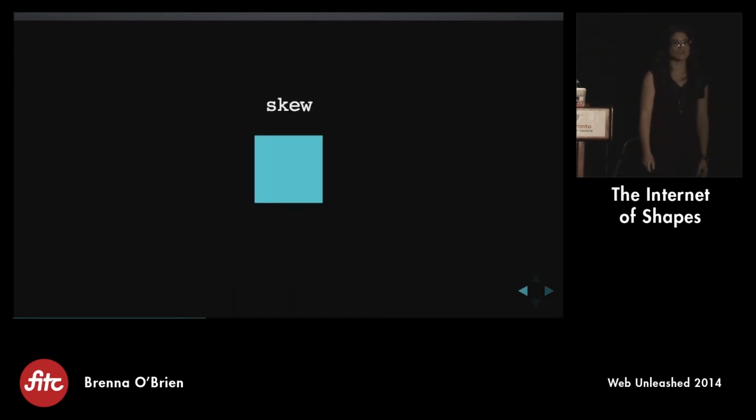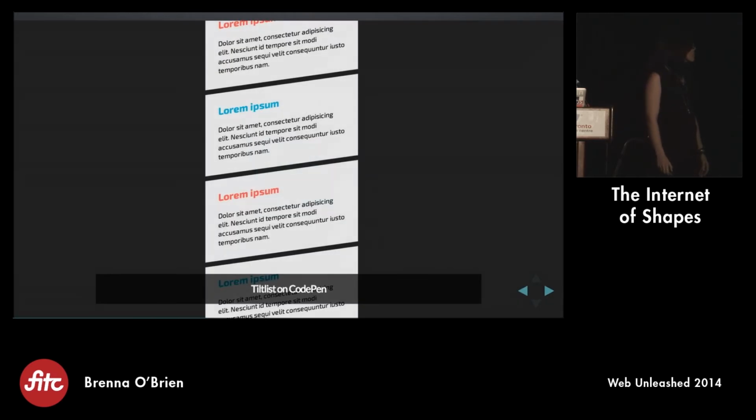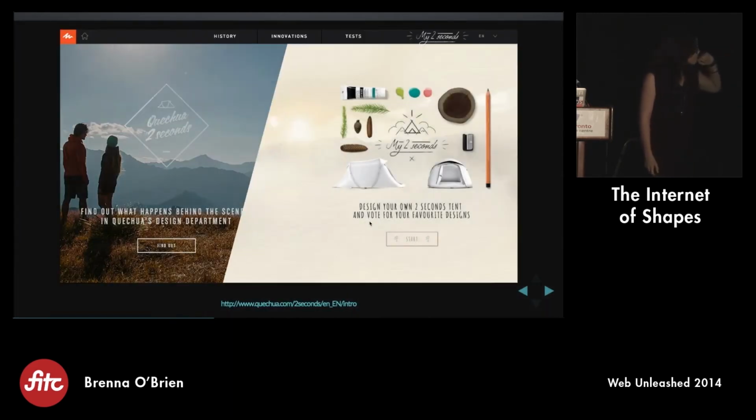Next up, we have skew. So skew is going to apply a sort of shear effect, make a square into a parallelogram. Again, that's just done by applying a certain angle of skew. So here's a cool example of that, where these content boxes have been skewed for interesting effect. And an important thing to note here is that notice the content inside is actually slanting. We'll come back to that in a second.